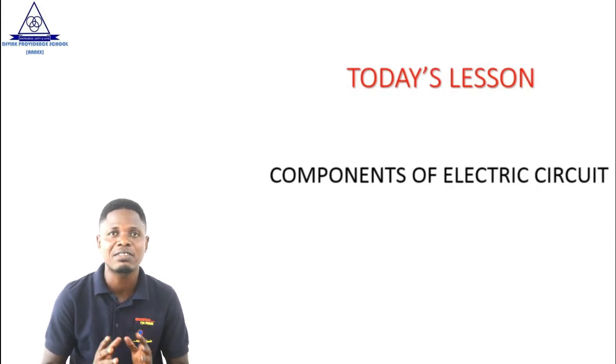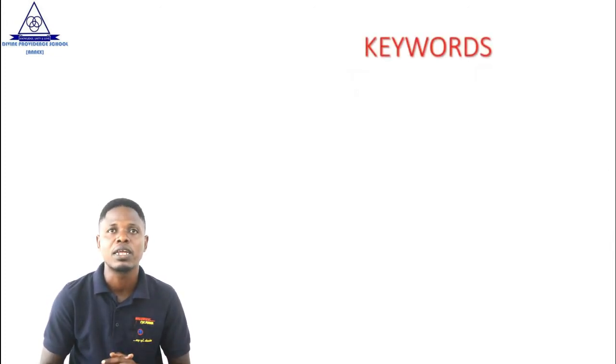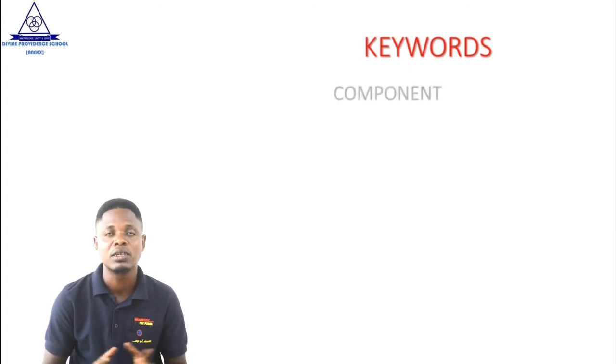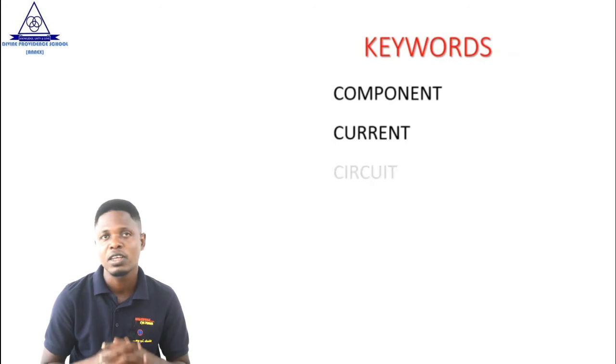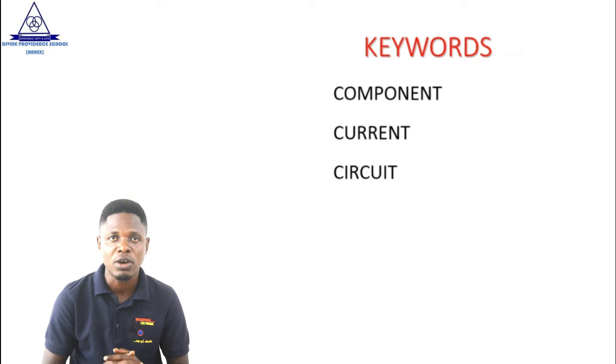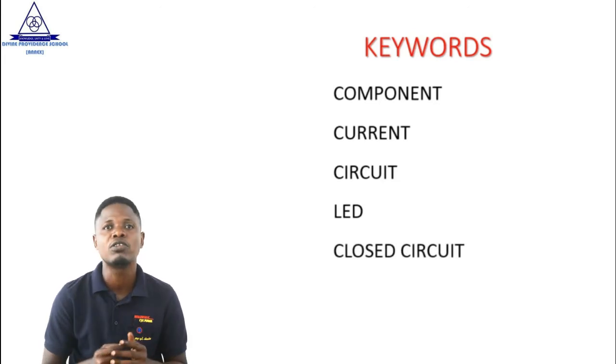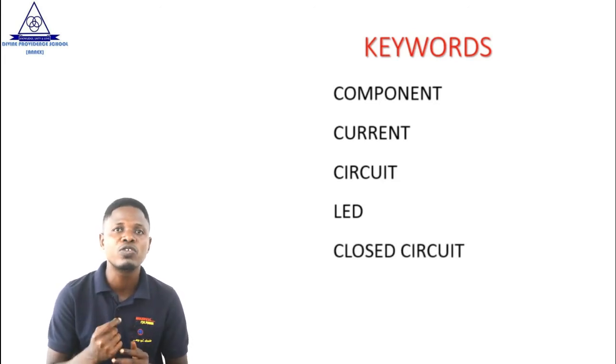Now let's look at our keywords. We have some keywords that we have to keep in mind. One, component. Say that again. Component. Two, current. Say that to me. Current. Nice. Next one, circuit. Circuit. Another one, lead. Say it. Lead. And the last but not the least, closed circuit.